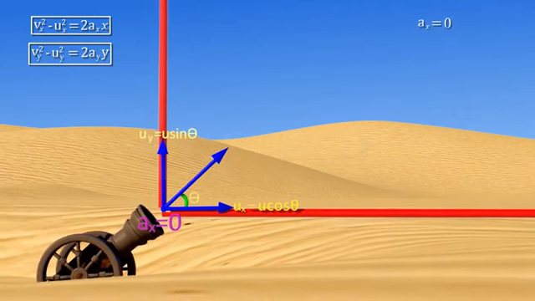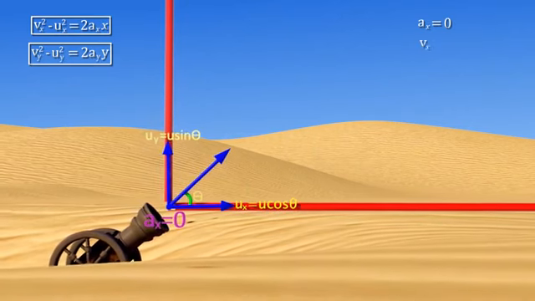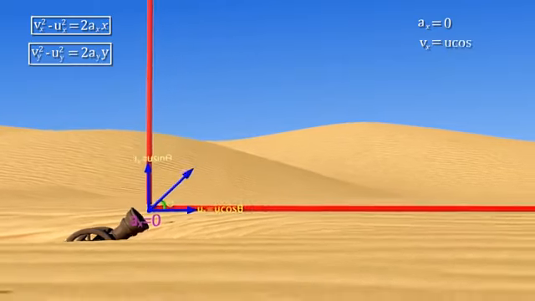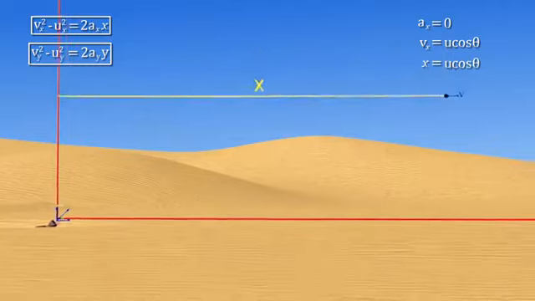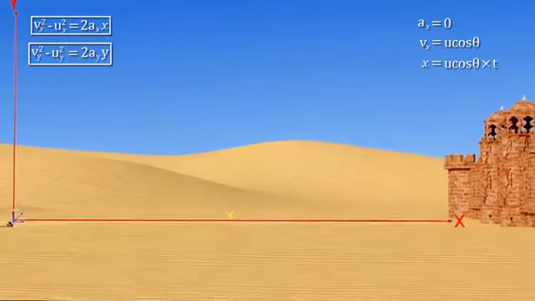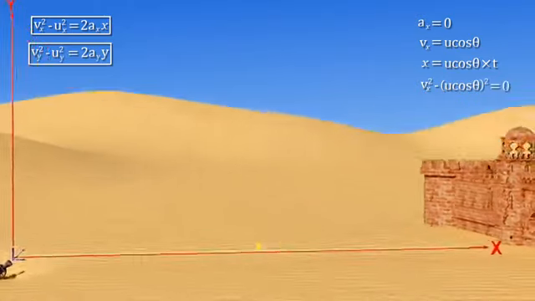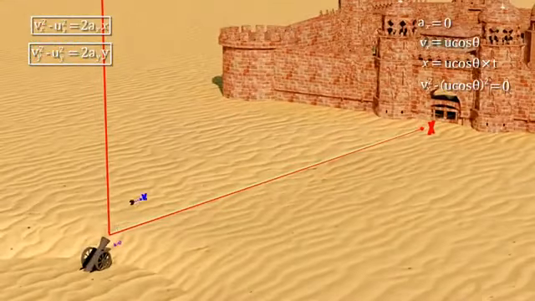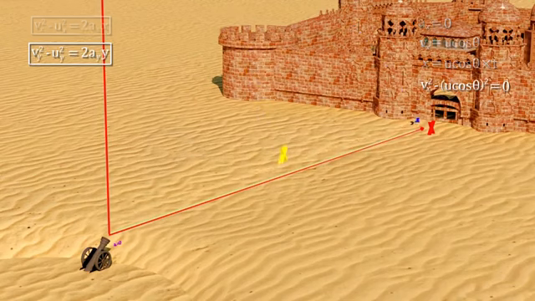Upon substituting ax and ux, the equations of motion along x direction are vx equals u cos theta, x equals u cos theta into t, and vx square minus u cos theta whole square equals 0. Hence the projectile has constant velocity in the x direction throughout the motion. One can observe that if the sun is directly overhead, the shadow of the projectile moves with constant velocity.